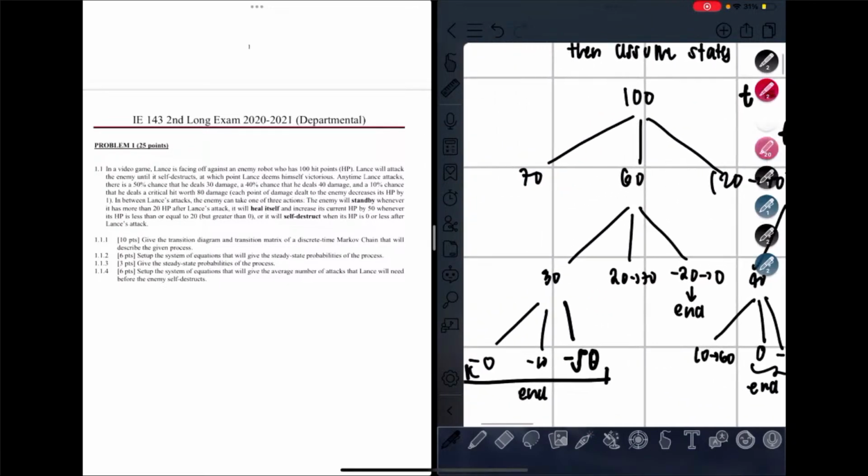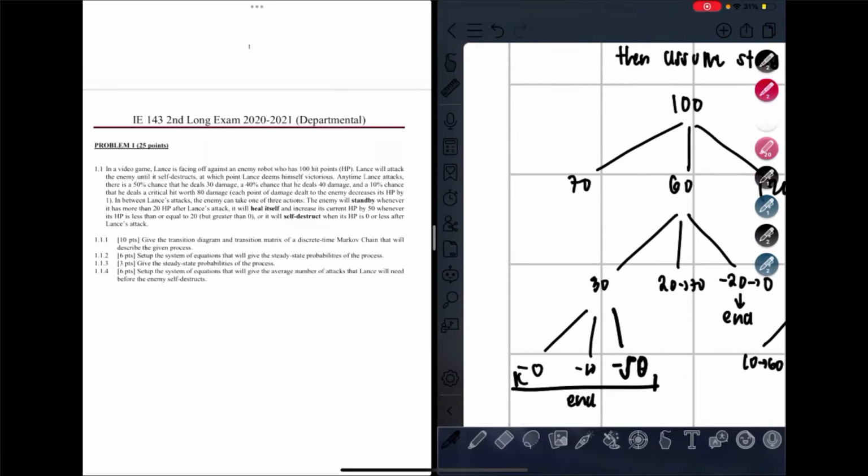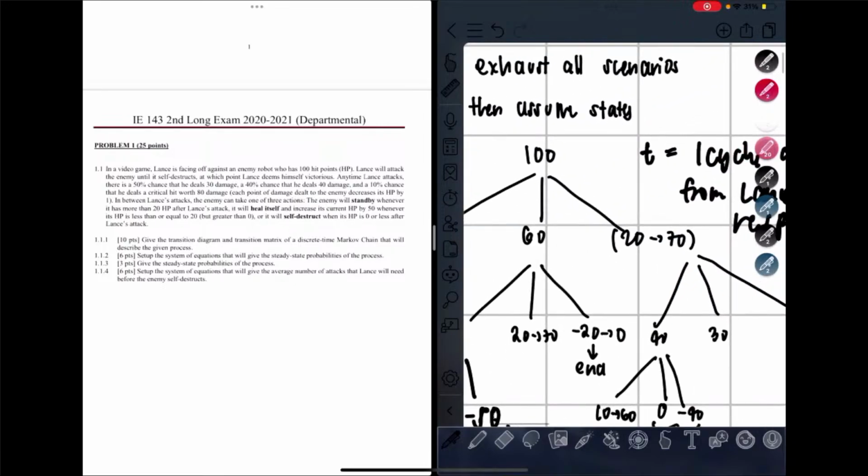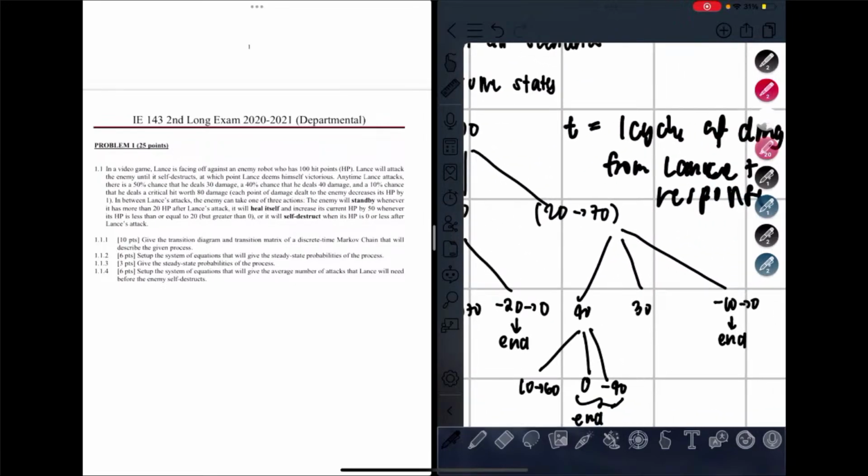So, balik tayo dito. So, right now, as of what we've done, we've identified na the possible states are 100, 70, 60, and 30. And then yung 0, where the game ends. Let's look at naman yung 70.